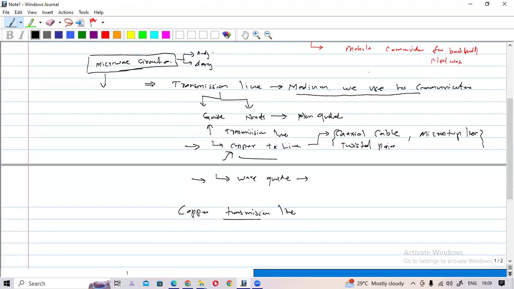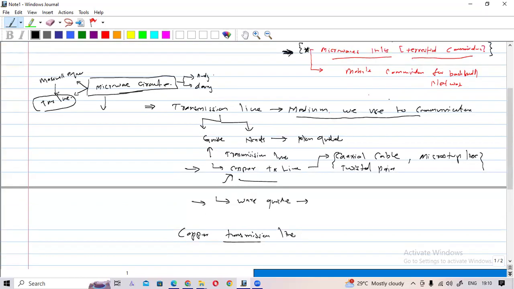As I told you, this microwave analysis can be done using transmission line theory or using Maxwell equations. Transmission line theory is also derived using Maxwell equations actually, but we can directly use this one. Now we are learning about transmission line theory because our focus is on microwave circuit analysis. We are not focusing on these things.